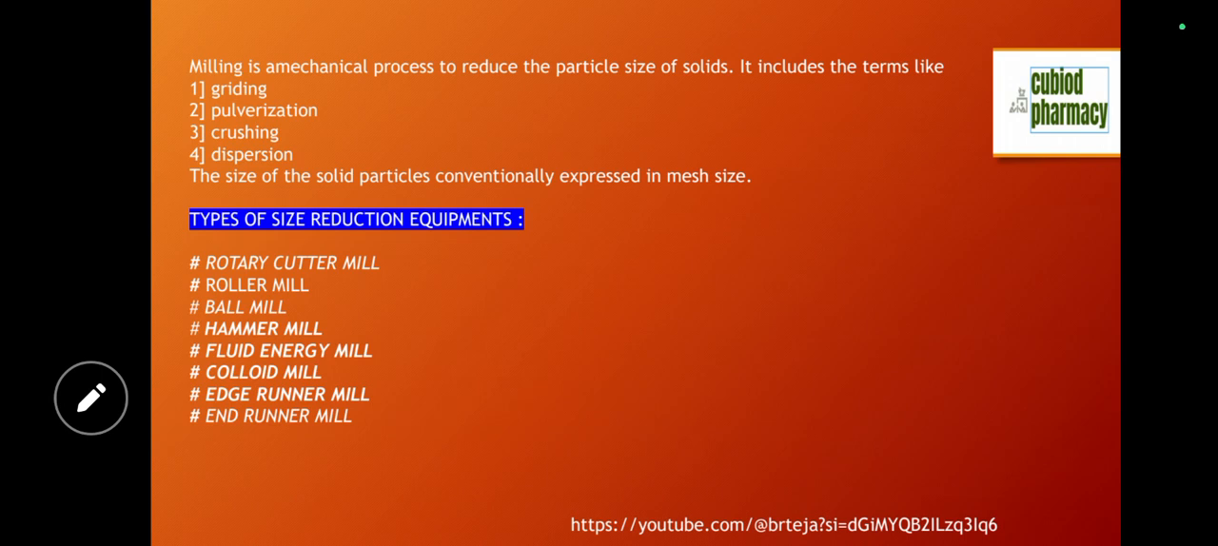See, types of size reduction equipment: rotary cutter mill, roller mill, ball mill, hammer mill, fluid energy mill, colloid mill, edge runner mill, and end runner mill. These are all size reduction equipment, very important and helpful in the pharma industry for drugs. Okay, see the next slide.